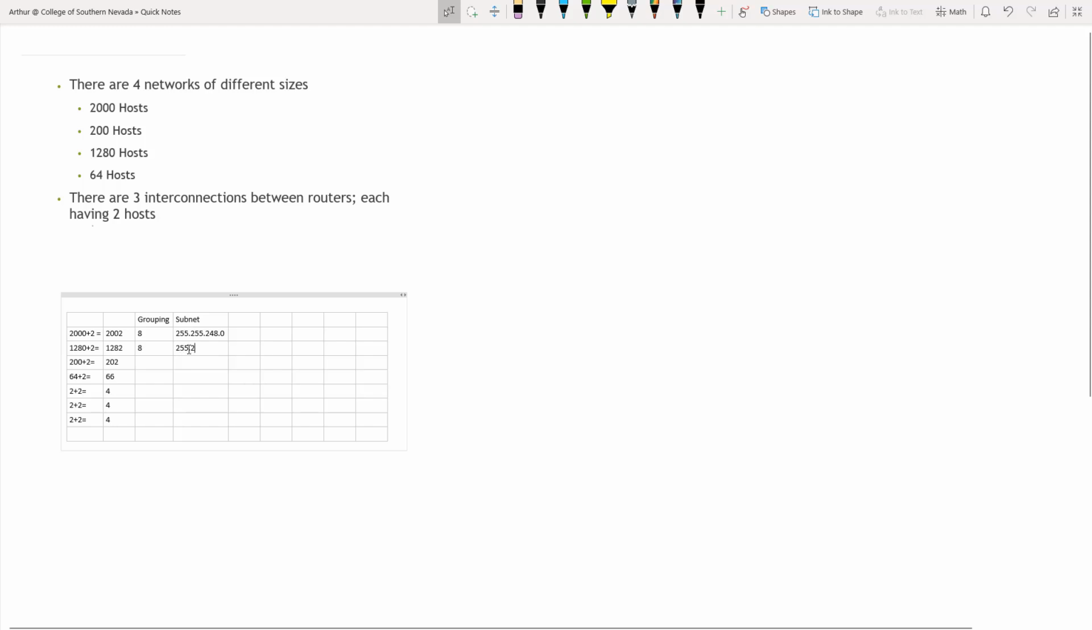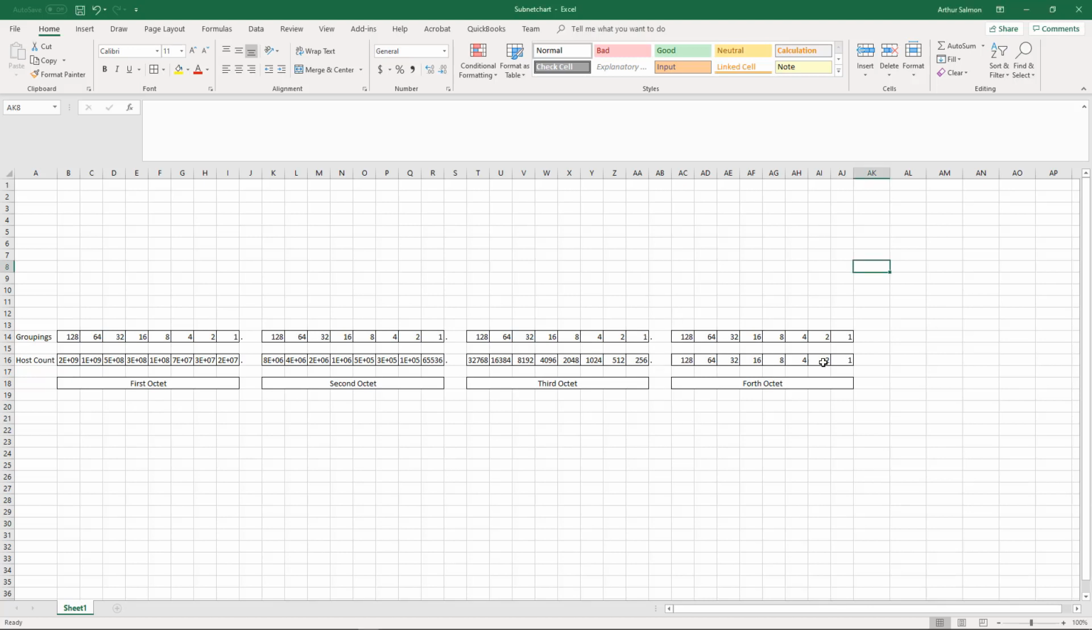Groupings of 8, and our subnet is 255.255.248.0. Next network, we need to figure out that will fit 202. None of the fourth octet will work, so we have got to go over here. 1 there, and everything to the left again will be 1s. Everything to the right will be 0s. Let's convert it to decimal.